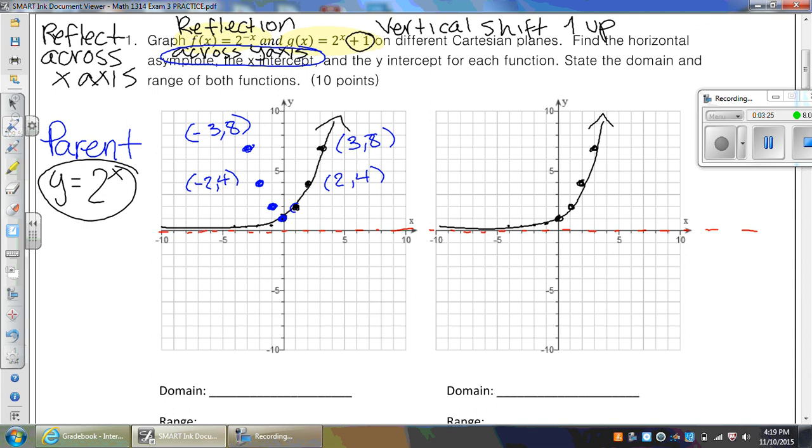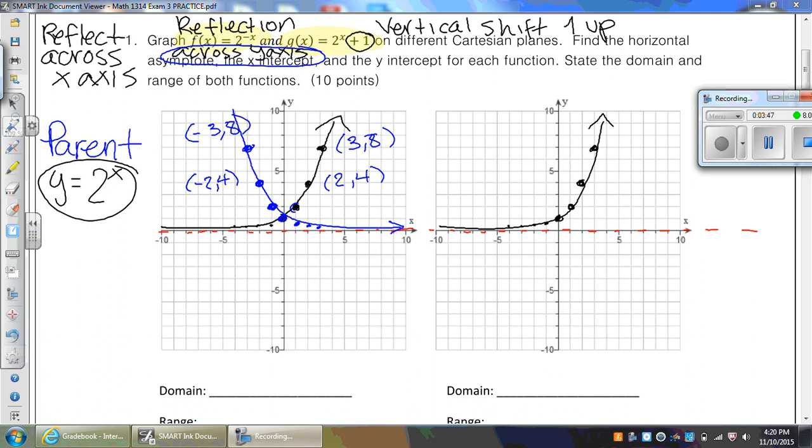What happens to the horizontal asymptote? Will that change? No, it will not. So the points that go over here, you don't have to be too specific. As long as you do not touch the x-axis, you'll be fine. Okay, now if you look down here.